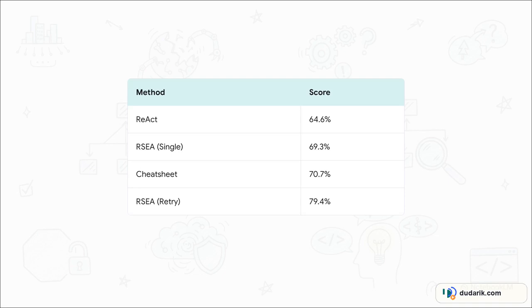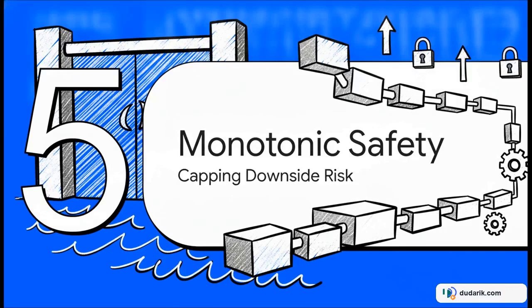Meanwhile, RSEA hits a 69.3% on a single pass, beating React's 64.6%. But then, when you give RSEA retry logic, it hits a massive 79.4%. That's the best overall result across all methods, proving RSEA completely avoids the brittleness of overfitting while still capturing massive performance gains. Which brings us to Section 5, monotonic safety guarantees.